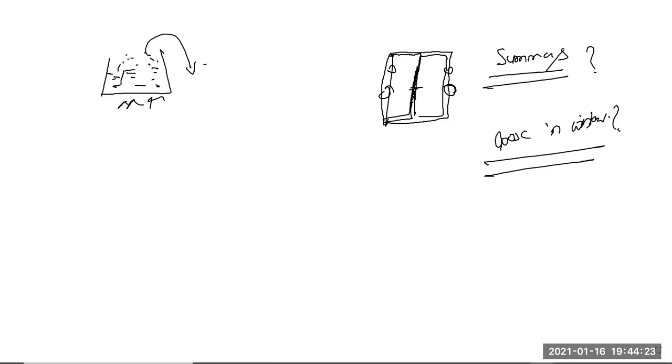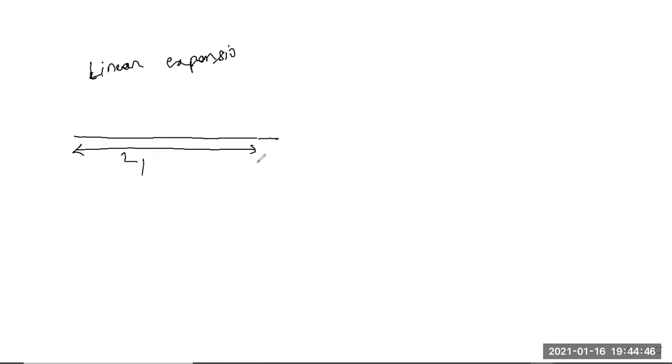If you take a wire and heat this wire, there will be linear expansion. Linear expansion means only the length will increase. So it will get increased to L2.